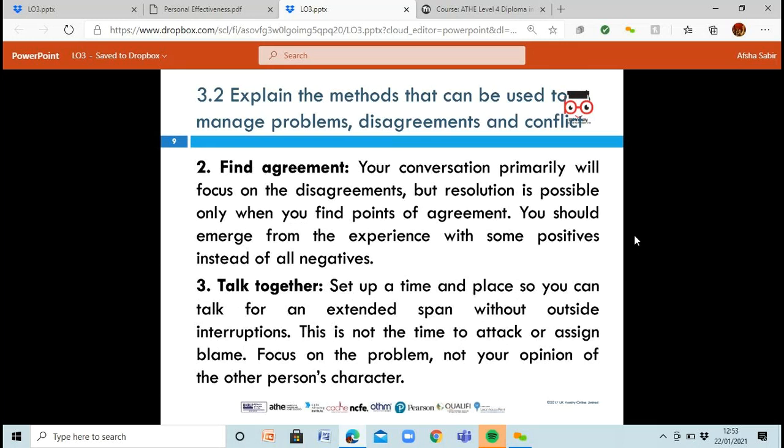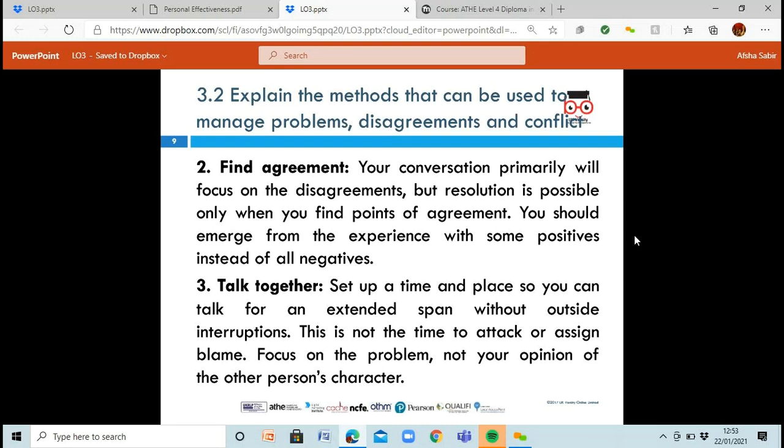We've got find agreement. So, find an agreement between the people that have got a disagreement. So listen to all of them, find out what the issue is, and then actually see if there's something that you can find a solution to. So listen to all of their experiences and focus on the positive points rather than the negative points, and just try and find an agreement to get them to finish this conflict and work together.